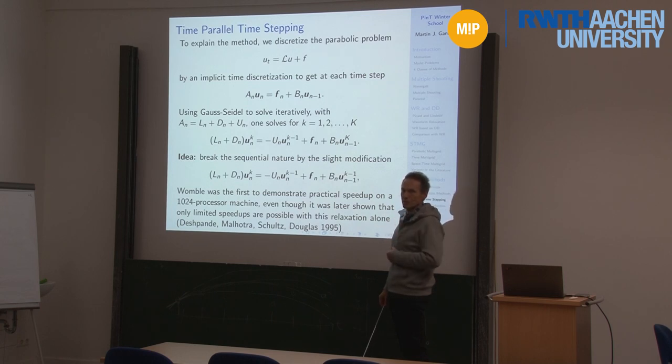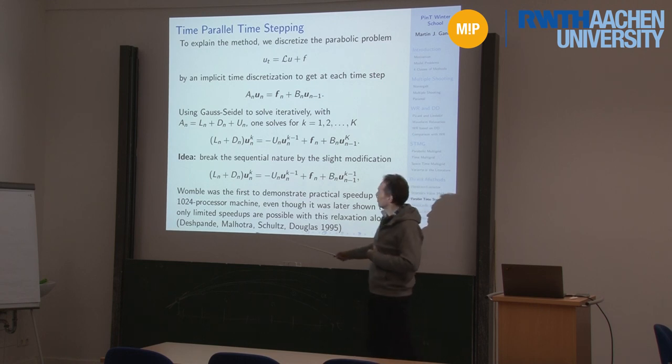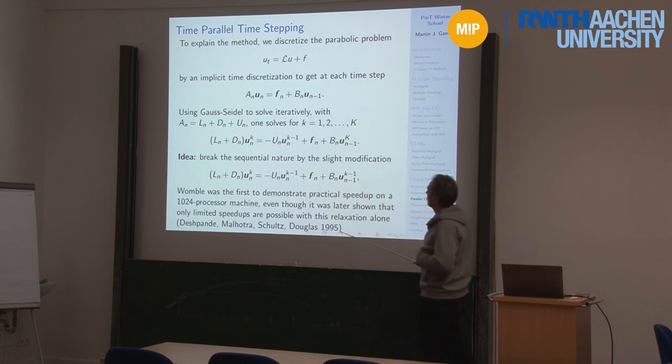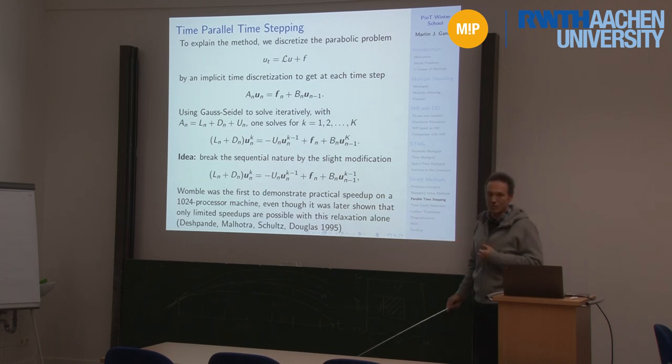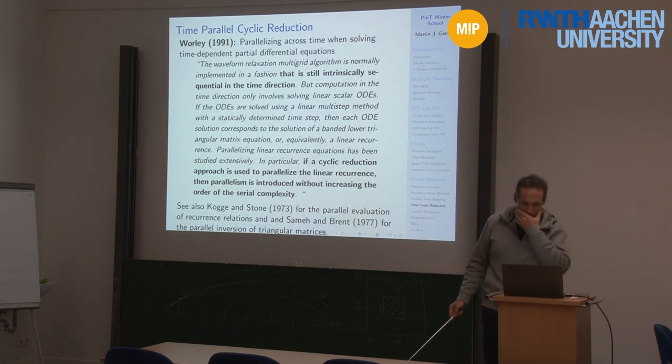It's an asymptotic analysis. And there is a paper by Deshpande, Malhotra, Schultz, and Douglas that shows the error and then shows that there is very little to gain. Nevertheless, he did get speed up for a complicated problem because the iteration is not such a good iteration. So if you have a very slow method, and if you do this, you can gain some speed up, but nothing compared to if you have a good method to solve. So that was a failure, unfortunately.